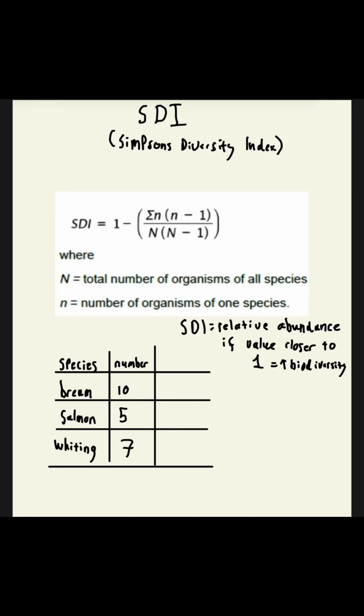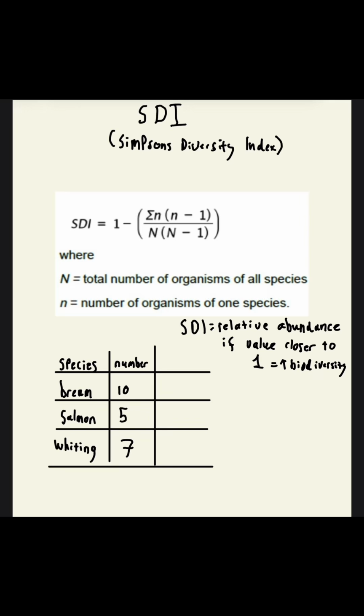Alright, hello everyone. Today we're going to be talking about SDI values and what that represents. So SDI stands for Simpson's Diversity Index. Now it's basically a way of measuring biodiversity, one of the ways of measuring biodiversity in a population or in an ecosystem.